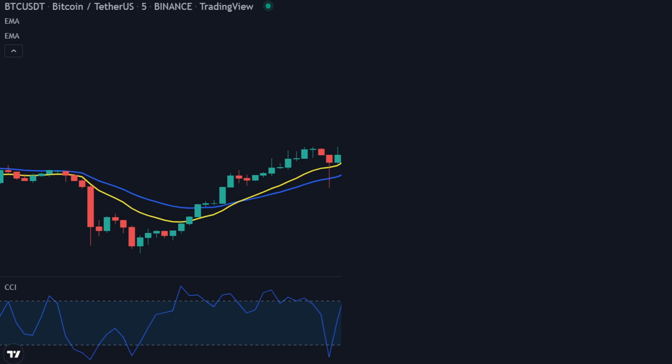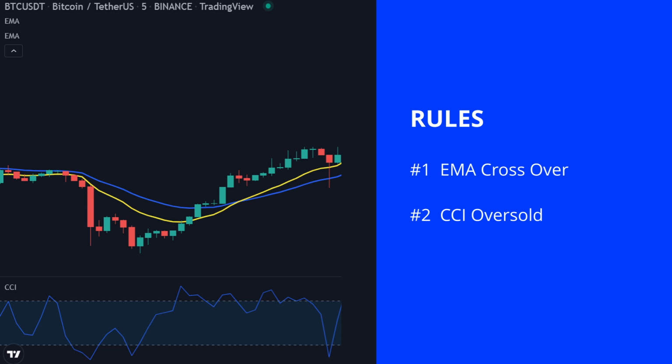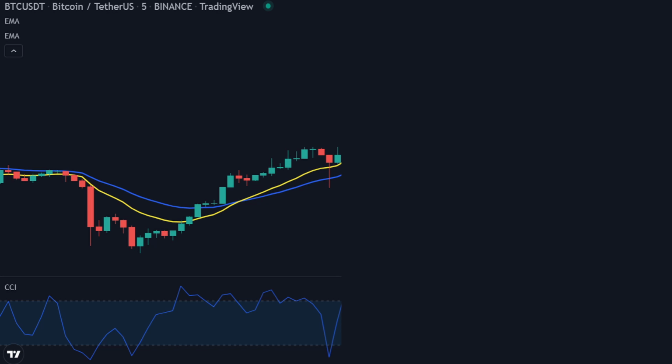Let's get into our first buy trade example. Our buy conditions are simple. First, the EMA crossover must happen. Second, the CCI indicator hits the oversold zone. This is our first buy trade.